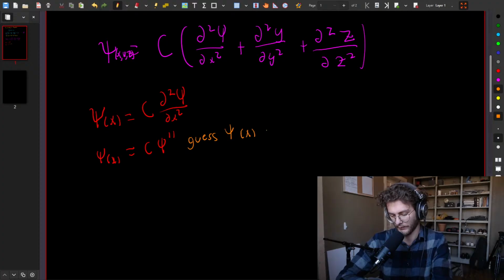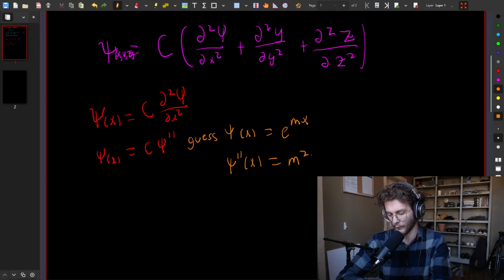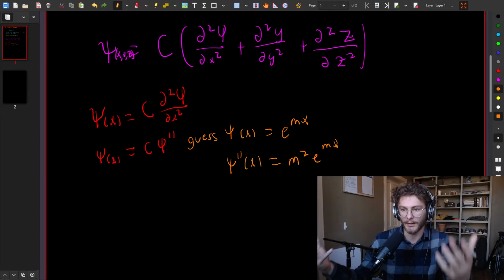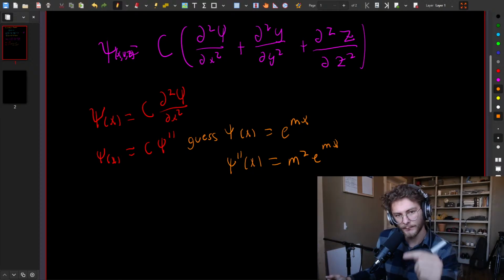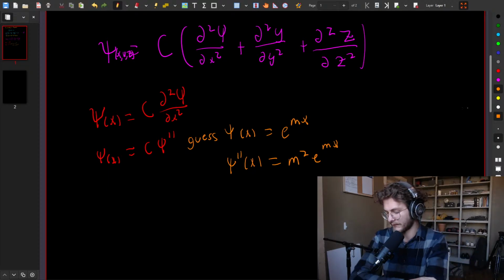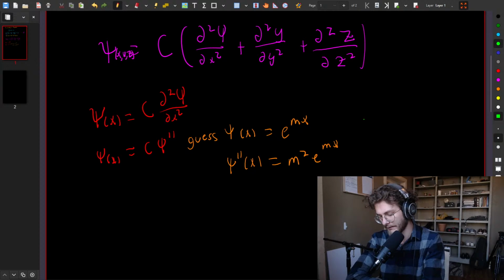psi of x equals e to the mx. Then we can say that psi double prime of x, we do it once, that m gets kicked out into the front, and then we do it again, so it equals m squared e to the mx. Oh, look! M squared is a constant. And if we say that m squared is equal to c, we can say that the square root of c is m. So I'm going to make this little aside here: m squared equals c, the square root of c equals m.